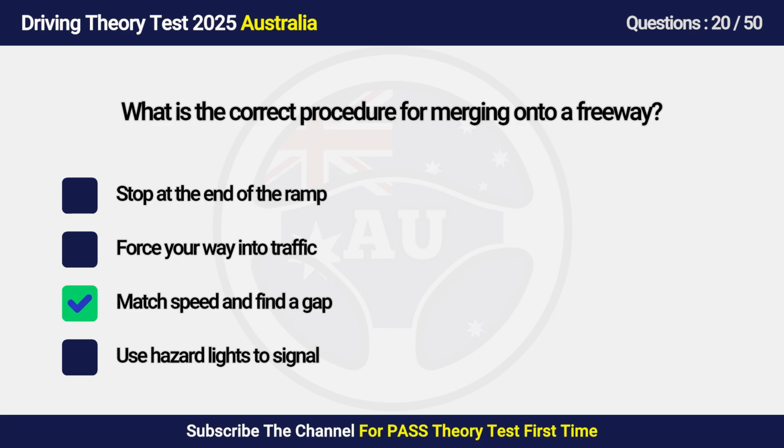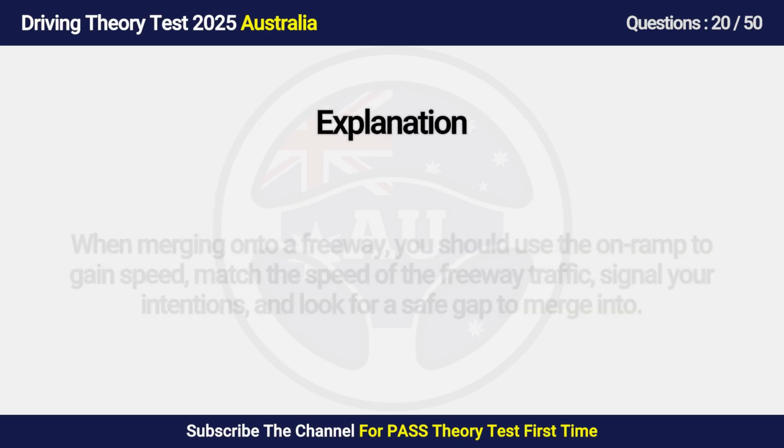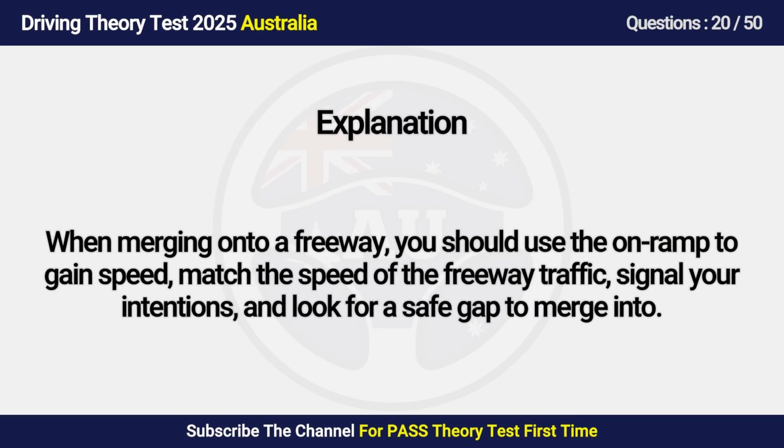Answer is C. Match speed and find a gap. When merging onto a freeway, you should use the on-ramp to gain speed. Match the speed of the freeway traffic, signal your intentions, and look for a safe gap to merge into.